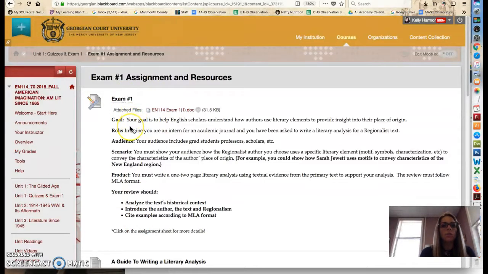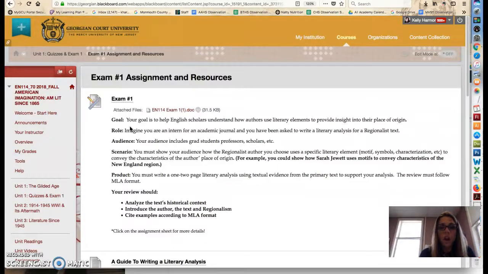Okay? You will notice what your goal is, what your role is, who your audience is, what the scenario is. Because basically you are taking on the role of an intern. You're an intern for an academic journal, and you've been asked to write a literary analysis for a regionalist text. So your goal is to help readers understand how an author uses literary elements to provide insight into their place of origin. Now, you have the option to choose any regionalist author that we've read so far, okay?